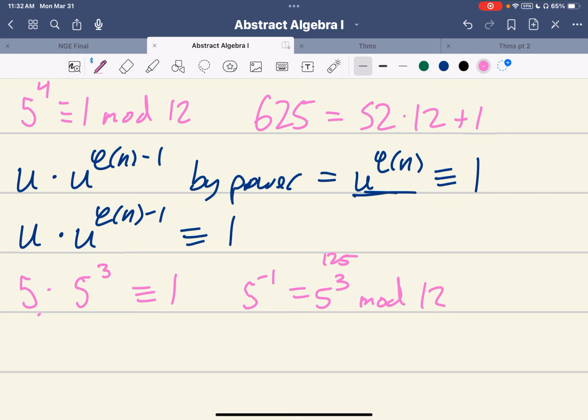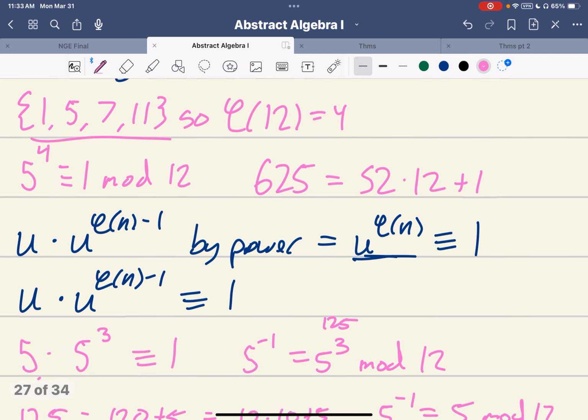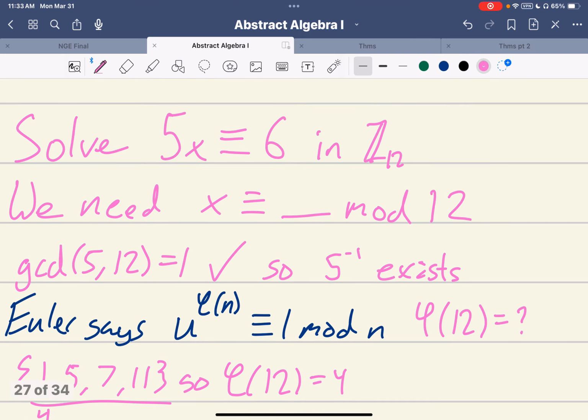That's technically the inverse of 5 under mod 12, but we want to know what that number is for real in the world of mod 12. 125 doesn't exist. It's going to be some remainder. Luckily, 125 is just equal to 120 plus 5, which is equal to 12 times 10 plus 5. So 5 inverse equals 5 mod 12. This isn't always the case, right? The inverse could be another number. It would have to be a unit, so it would have to be 1, 5, 7, or 11. Just happens to be 5 for 12. So now let's go back to our very top, the top equation.